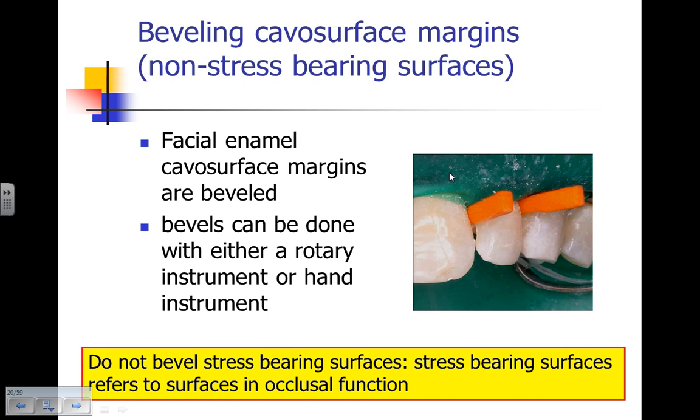Beveling on the cavosurface margins. On the facial we bevel because it's a non-stress bearing area. We have no bevel on the lingual surface. We bevel using a rotary instrument, a thin diamond, or a thin finishing burr, or we can use a hand instrument, a hatchet or chisel, to bevel that enamel. On the lingual surface, we leave the cavosurface margin at right angles without a bevel.